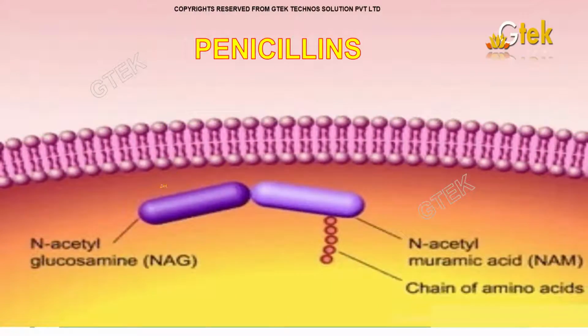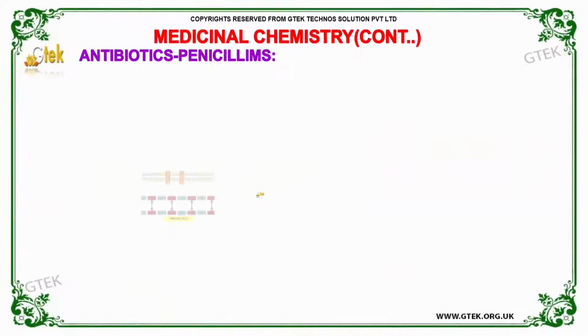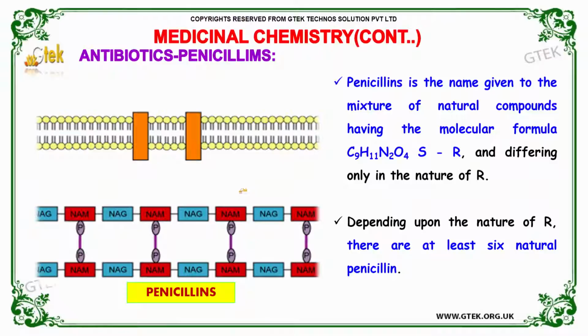This is the general structure of penicillin. Penicillin is the name given to the mixture of natural compounds having the molecular formula C9H11N2O4S and differing only in the nature of R, that is nothing but the methyl groups or alkyl groups. Depending upon the nature of R, there are at least 6 natural penicillins.